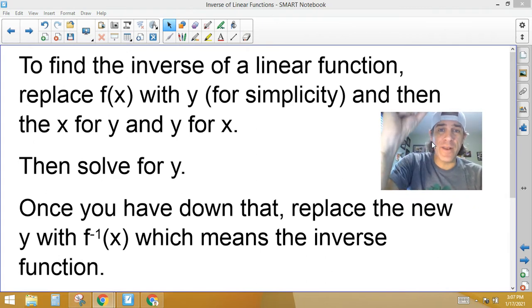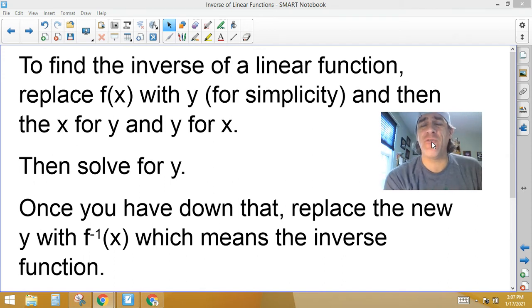That -1, you'll learn much more about maybe not even this year, but in Algebra 2. It stands for the inverse of, when you have a -1 as an exponent. So once you solve the second equation for y, you replace it, not with f of x because that would be the same, or even g of x. You replace it with f -1 of x equals, and there you have your inverse function. Let's walk through one of these step by step.